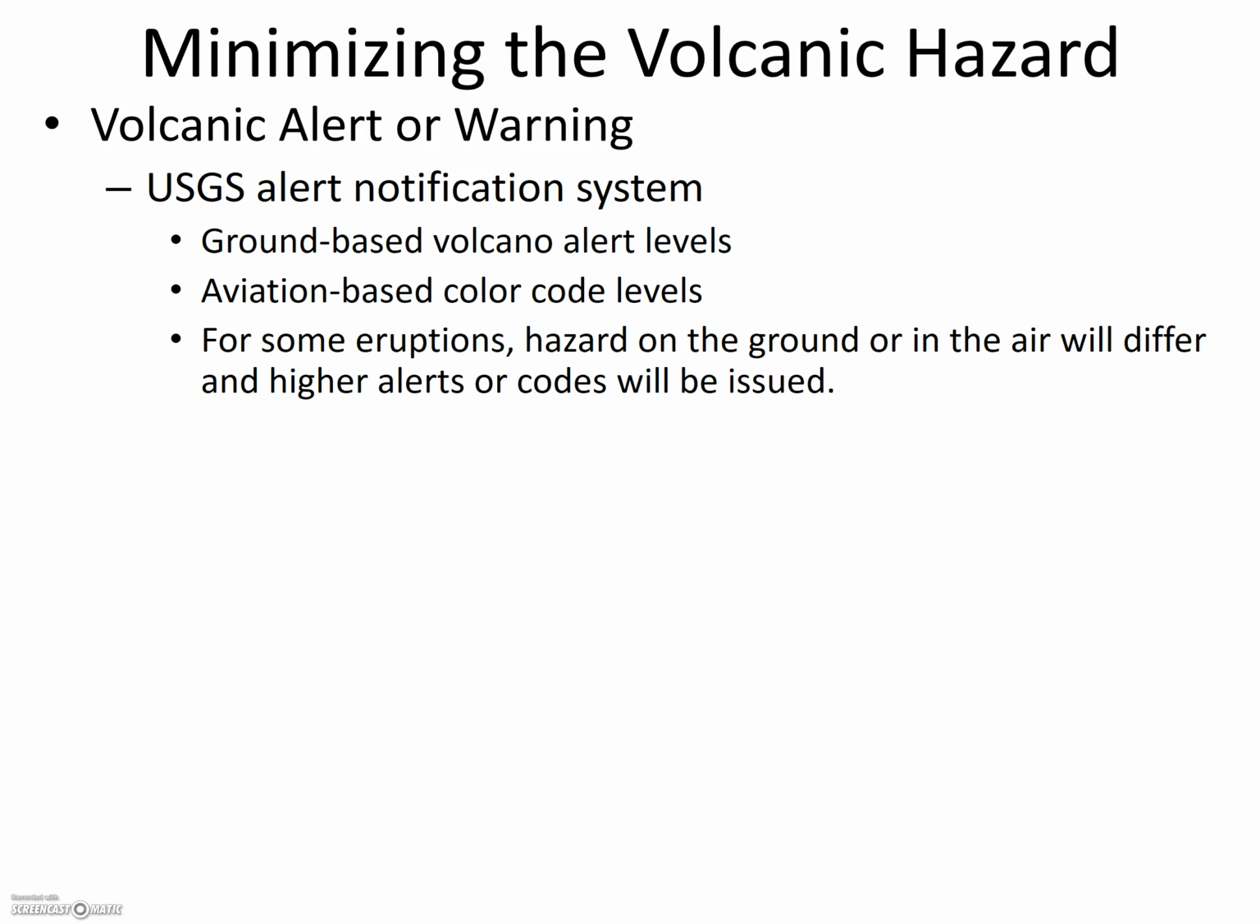Ground levels are normal, advisory, watch, and warning. The corresponding aviation color codes are green, yellow, orange, and red. Take a moment to view the volcanic conditions in the table found in your book.